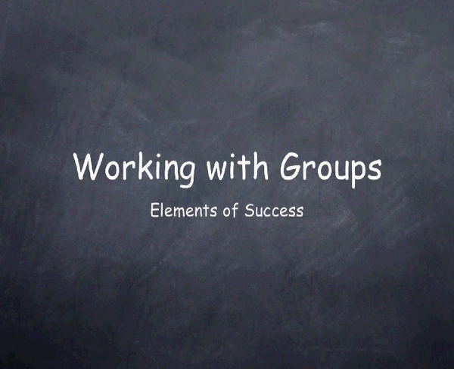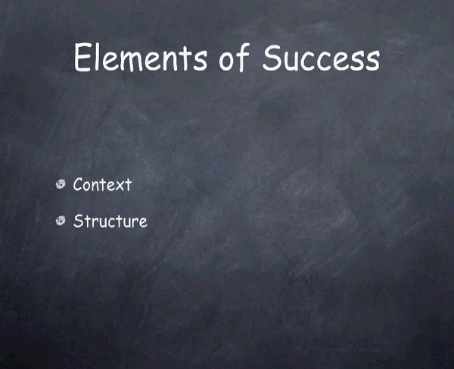Working with groups, elements of success. This section looks at three aspects of planning a participatory decision-making workshop. The first is establishing the context. The second looks at a simple decision-making tool. And lastly, it looks at ways in which this tool can be used with both small and large groups.